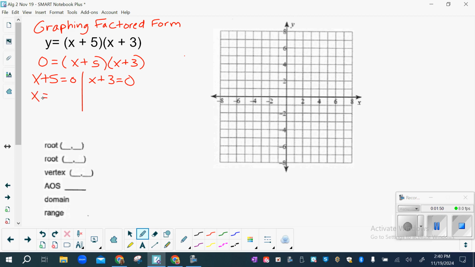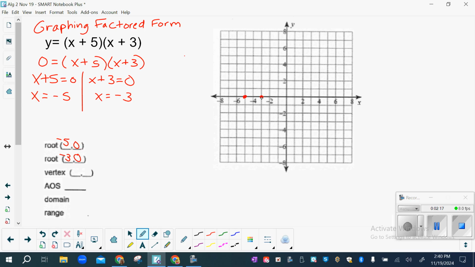So we get what for our x value here? -5 and -3. So this point would be -5 comma, what would the y value be? 0. And then the next point is -3, 0, because we set our y equal to 0. So we're going to plot those 2 points, -5, 0, and -3, 0.